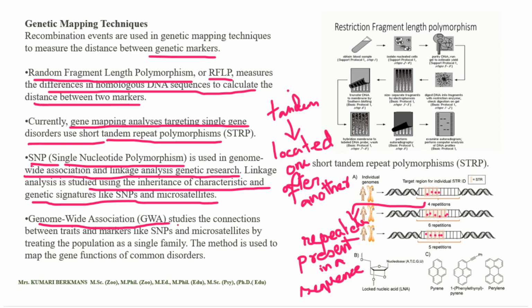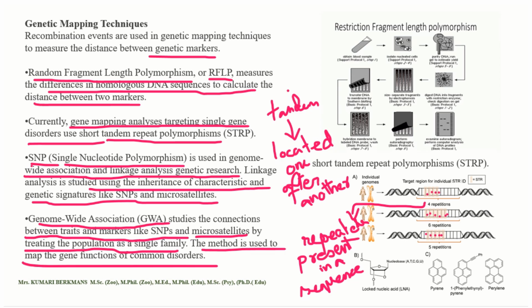GWA studies the connections between the traits and markers like SNPs and microsatellites by treating the population as a single family. So this is the method which is used to map the gene functions of common disorders. So this genome wide association method is used to map the gene function of common disorders.